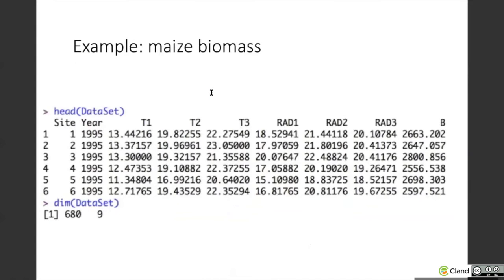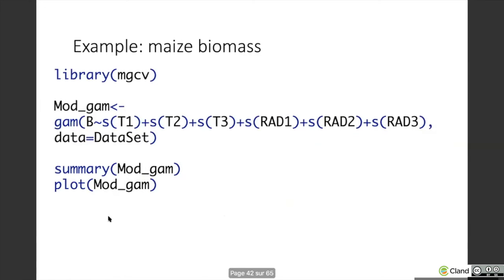So I go back to my biomass example. This is the data set. So we want to predict B, the biomass, as a function of six inputs. So here you have the site and the year, but we don't care. Here I only show the first six rows, but we have a total of 680 rows. And this is the syntax. So in order to fit a GAM model, you have to install the mgcv package. And then you have to write gam. Here you put the name of the response. And instead of writing directly the name of the input, you write s and between brackets the name of the input.